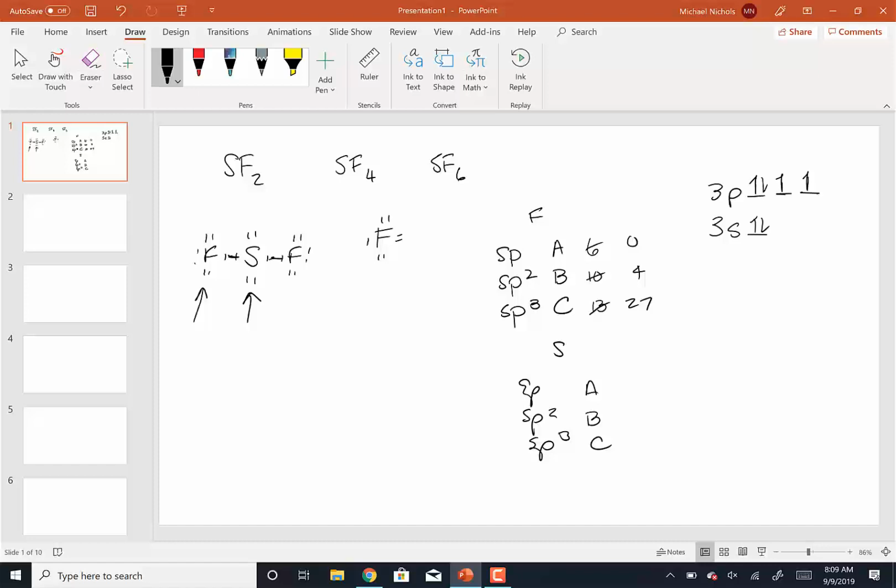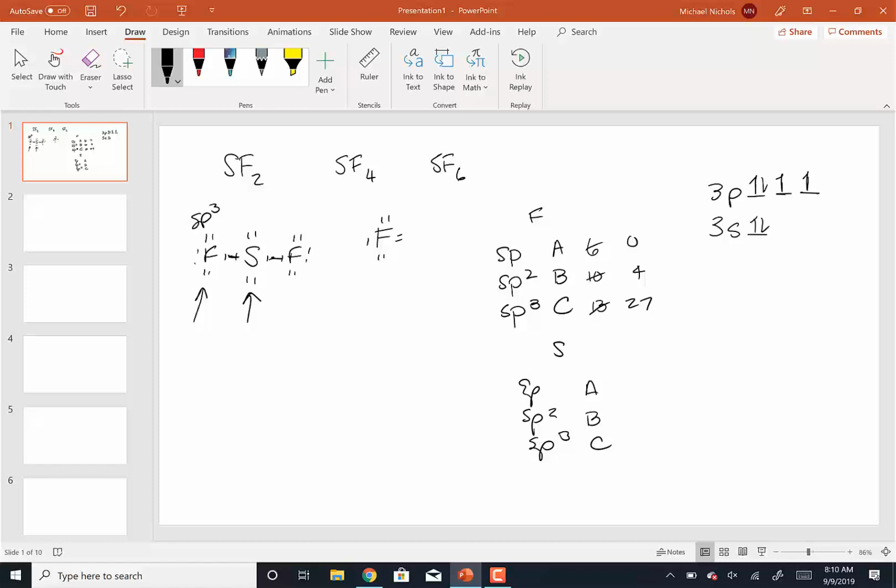So what were our rules? The rule about hybridization is that it's going to equal the number of hybrid orbitals. How many hybrid orbitals in the fluorine? The number of lone pairs plus the number of single bonds. So I got 3 lone pairs, a single bond. That means I have 4 hybrid orbitals. How do I get 4 hybrid orbitals? sp3. So the fluorine is going to be sp3.